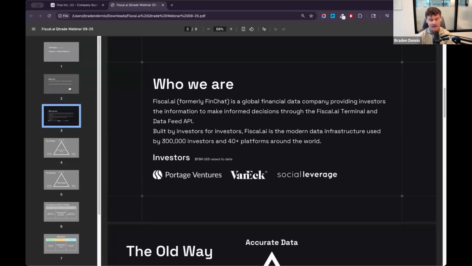We've raised now 13 million USD to date from very prominent investors here in Canada and New York to continue to build out the platform, build out our data product, and keep going.